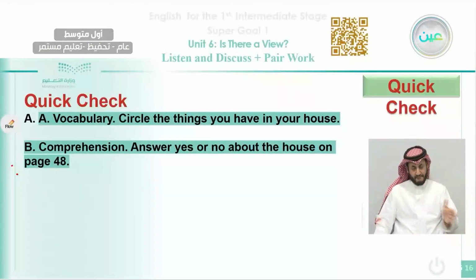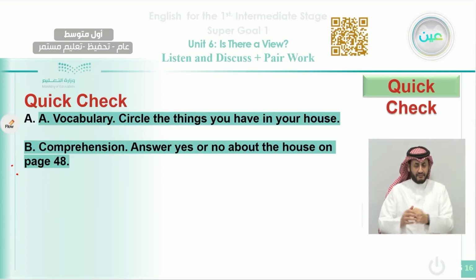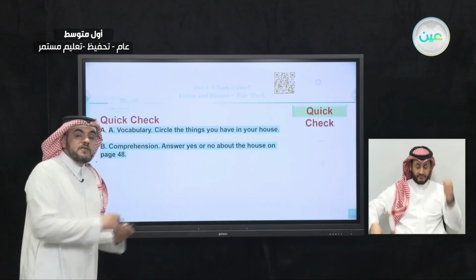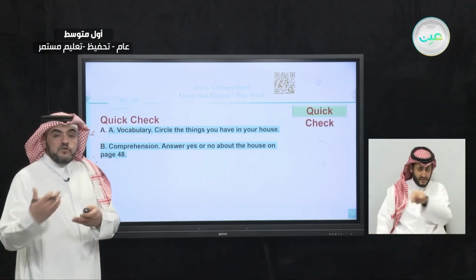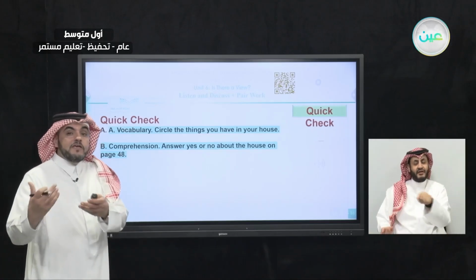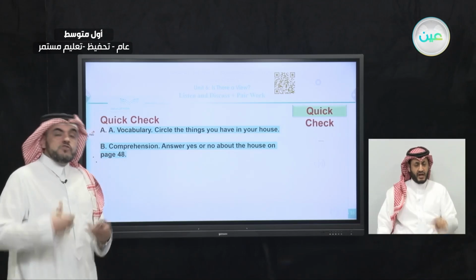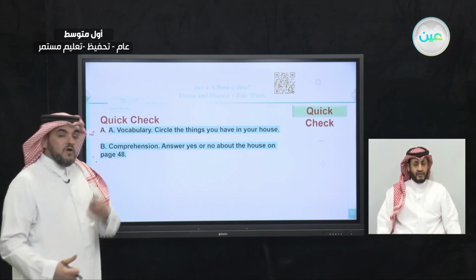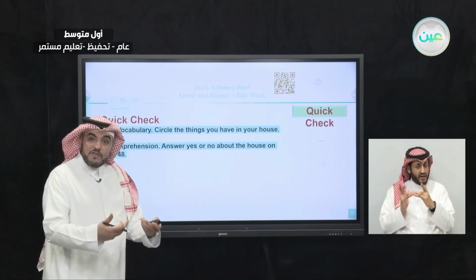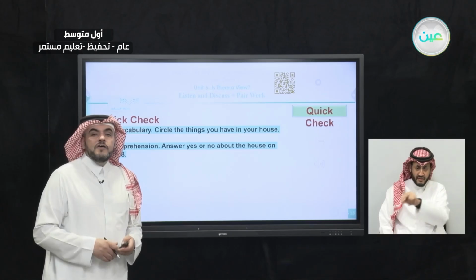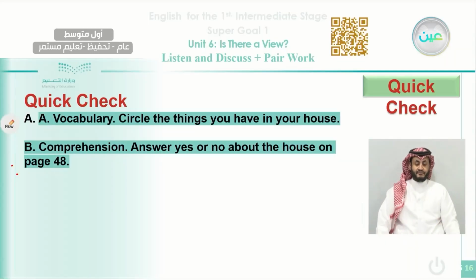Also here in the quick check, the vocabulary section, circle the things you have in your house. For sure you have some of the things that we mentioned in the previous slides that exist in your house. What are the things? You can name them. You can pause the video and go back and see the things that are similar to the things in your house. And here, exercise B, comprehension.